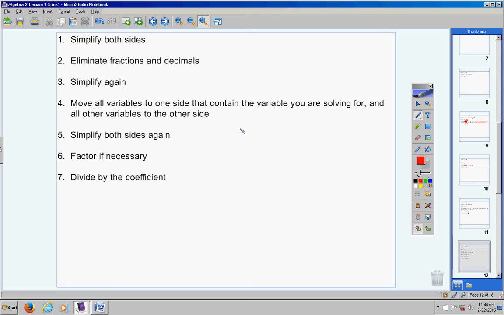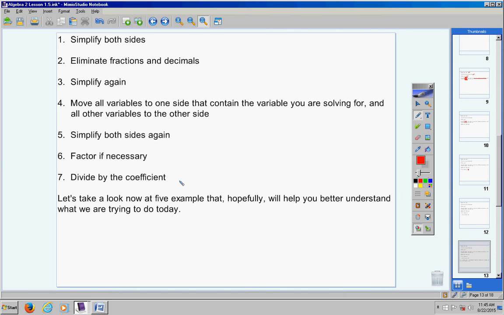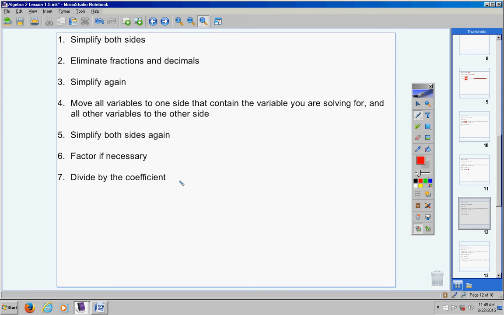I'm going to sit here and be quiet, which as a teacher is probably difficult for me to do, to actually be quiet. But I'm going to try to do that, and I want everyone to finish copying down these 7 steps. Sorry, I hit a button there.